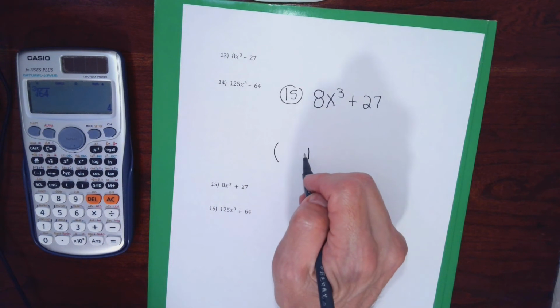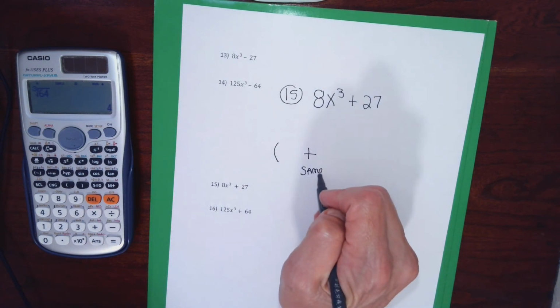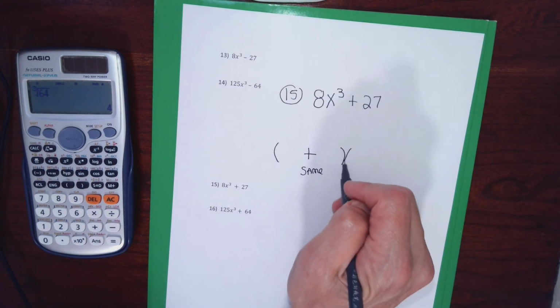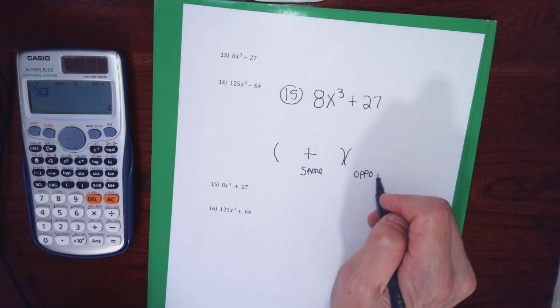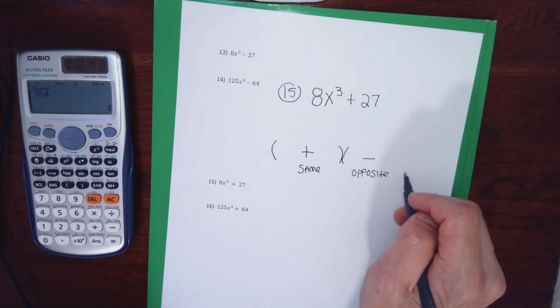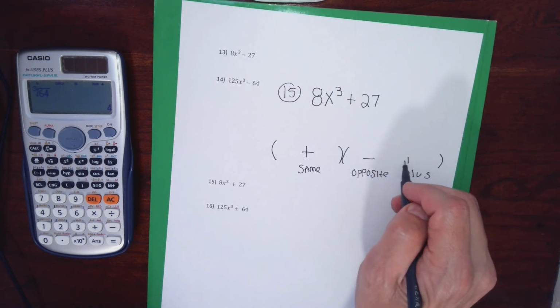Let me put my signs in. Put the same sign that the problem has. This problem has a plus sign, so it's going to lead with a plus sign. Then whatever sign I just put in to fill up my second parentheses, I flip the sign. And then the second parentheses always ends with plus.